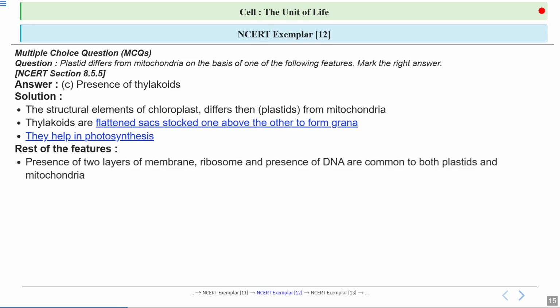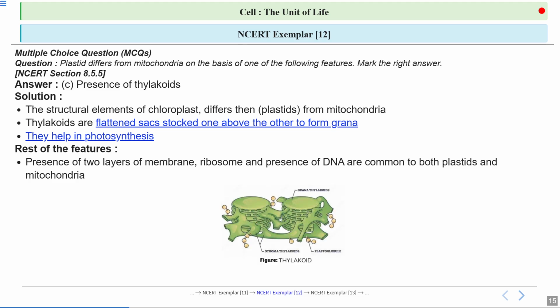What are the rest of the features? Presence of two layers of membrane. Yes, both the chloroplast and mitochondria have two-layered membranes. Ribosomes. Yes, both the organelles have ribosomes. And what type of ribosome? 70S type, right? The presence of DNA is common to both plastids and mitochondria. Yes, both have DNA, in the chloroplast as well as the mitochondria. So this is again correct information for both.